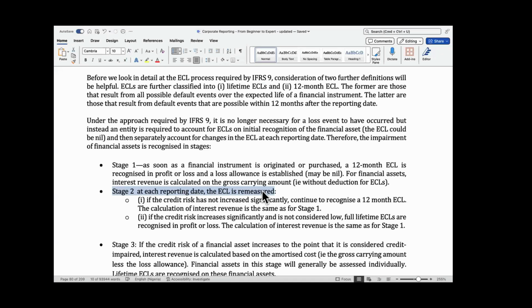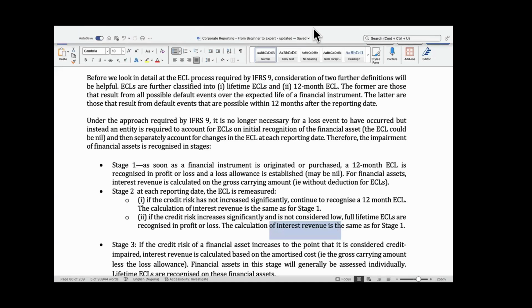But the main point is this: even when the credit risk has increased, interest is still calculated on the gross carrying amount. You are still calculating your full interest. The reason is that the guy has not defaulted. You will not consider the impairment loss when we are determining our interest revenue because he has not defaulted.